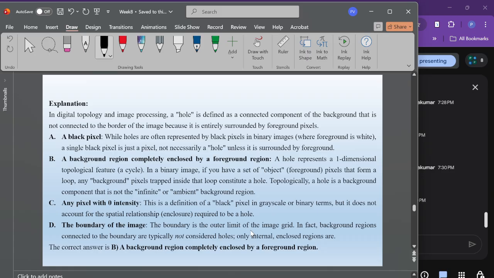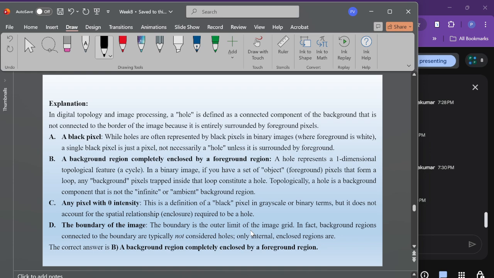A hole represents a one-dimensional topological feature, that is, a cycle. In a binary image, if you have a set of foreground pixels that form any loop, any background pixel trapped inside the loop constitutes a hole. So topologically, a hole is a background component, and it is not the infinite or ambient background region.